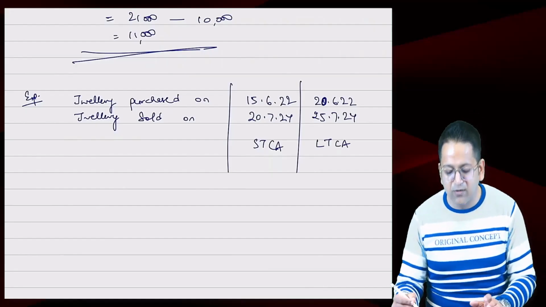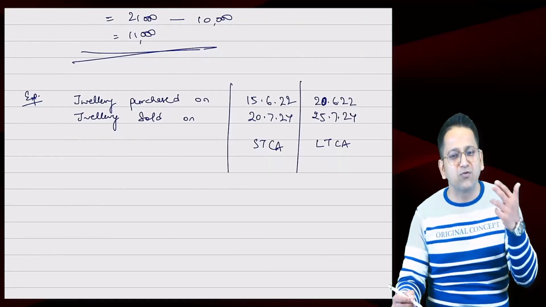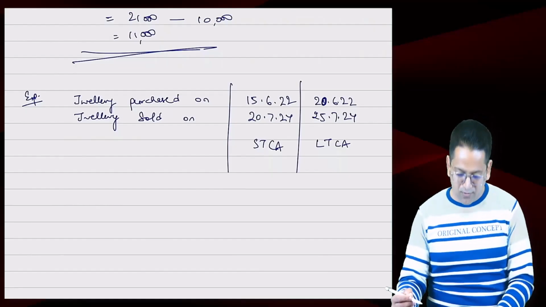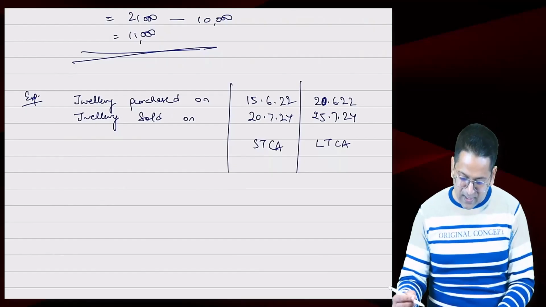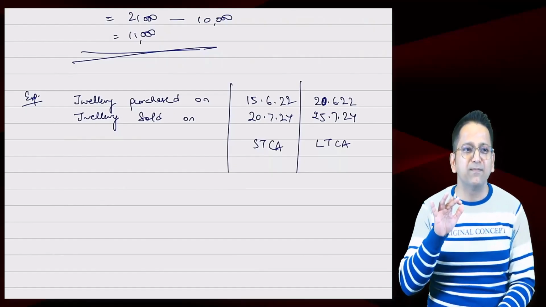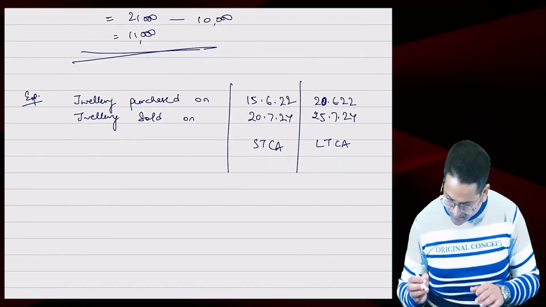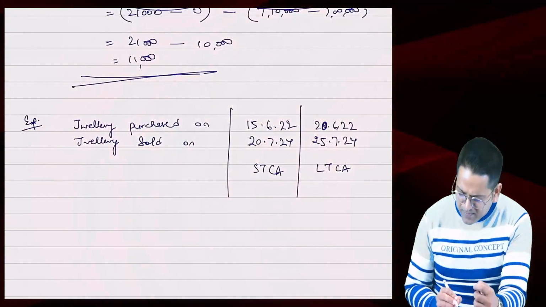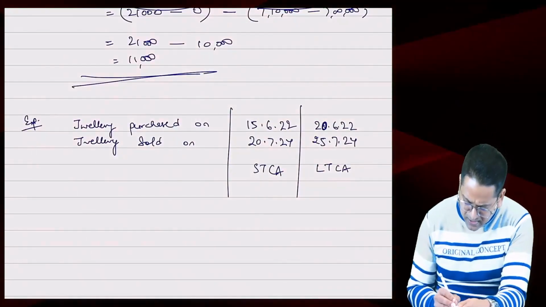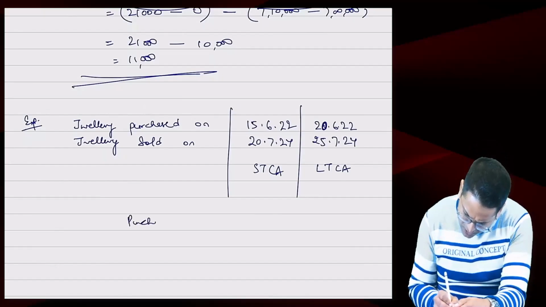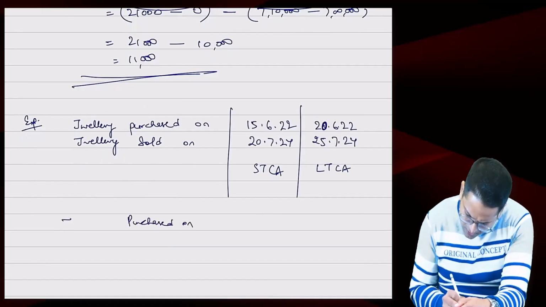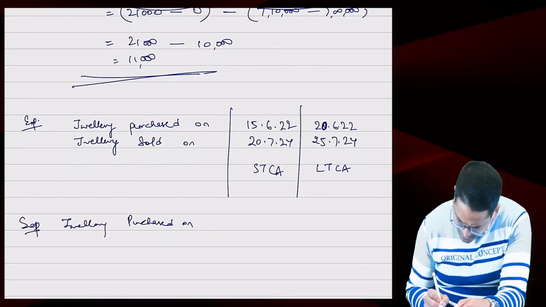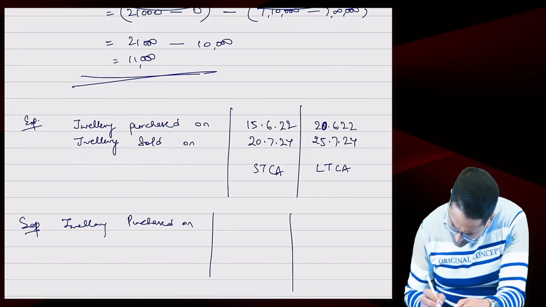Why? Because on and after 23 July, if you hold it for 2 years or more, then only will a capital asset be a long-term capital asset. So now I hope that you understood. Okay, so firmly fix the date of 23 July in your minds. Shall we exactly write 23 July in this example? Let's do an example with the date 23 July, okay? So we understand it better. Let's say jewelry purchased on. What will be the date?